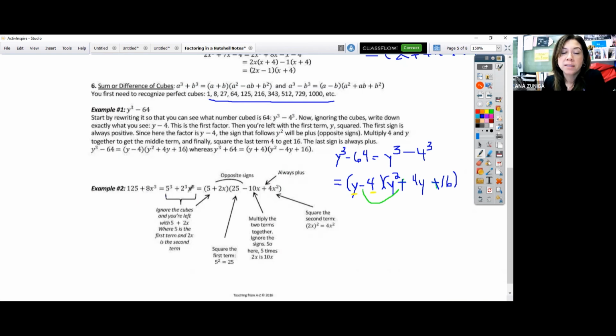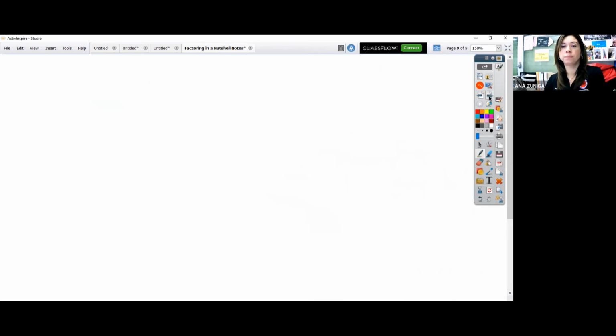Okay, 125 plus 8x cubed. Let's do that one. First thing you want to do is recognize there's 2 of them. I have an x cubed. 125 is 5 cubed and 8 is 2 cubed. So I'm going to start by rewriting this as 5 to the 3rd power plus 2 to the 3rd power x to the 3rd power. So first I rewrite it so that I can see it with the cube part.